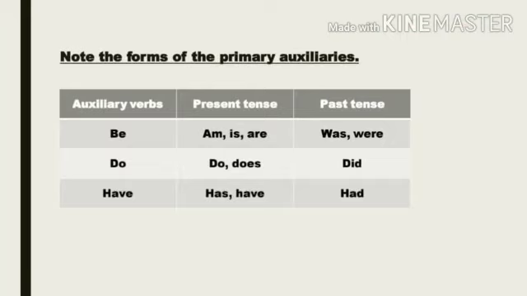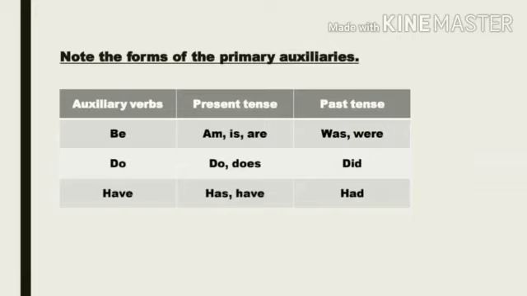Dear students, these auxiliary verbs can be used both in present and past forms. Here in this table, the present and past forms of these primary auxiliary verbs are given in front of you. Like, is, are, and am are the present forms of be, while was and were are the past forms. Do and does are the present forms of do, while did is the past form. And has and have are the present forms of the auxiliary verb have, and had is the past form.